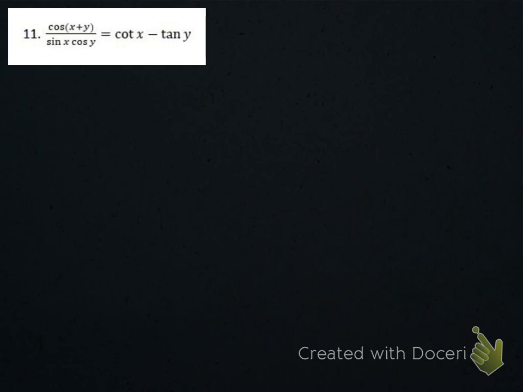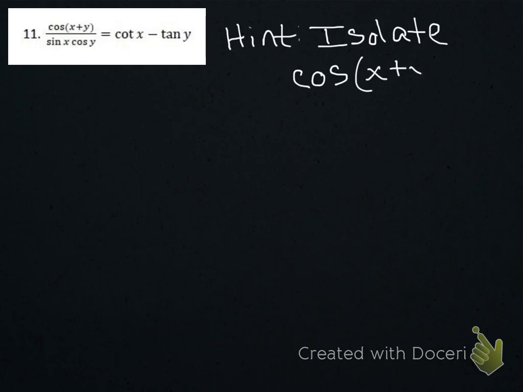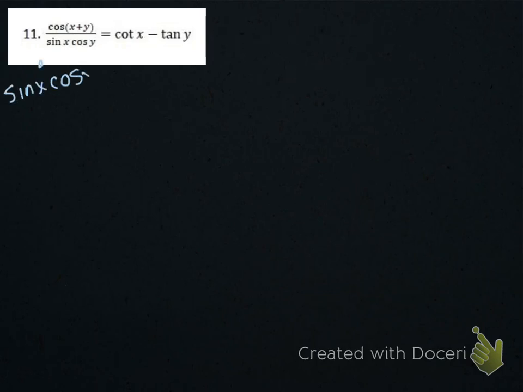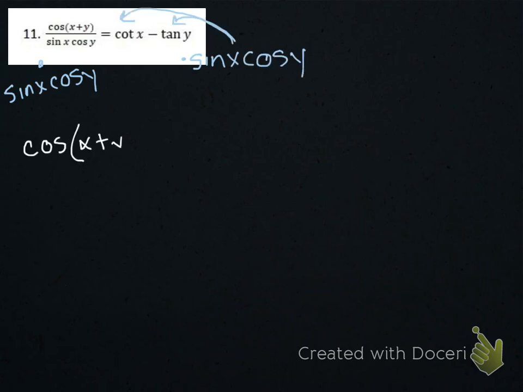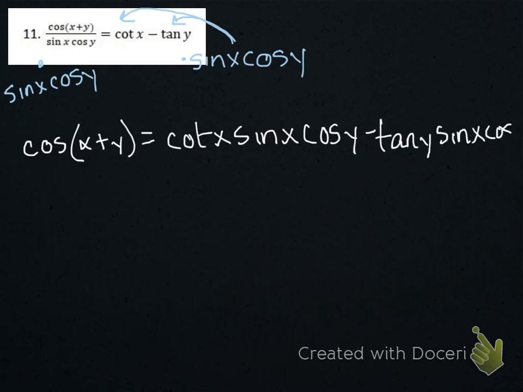In number 11, I can see that we've got an addition formula embedded in the left-hand side, and so I'm going to use a trick that we used earlier in the practice test and isolate the term that has a special formula to go along with it. And so I'm going to isolate that term by multiplying both sides by sine x cosine y. And you have to make sure and distribute that to both terms on the right-hand side.